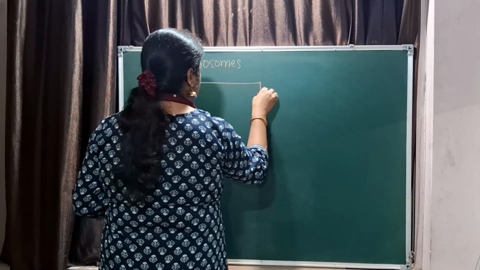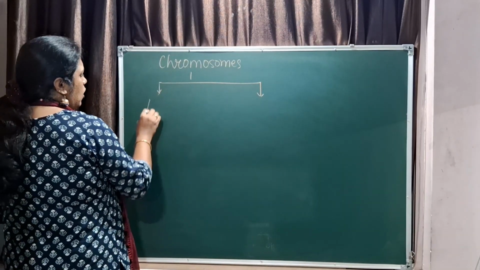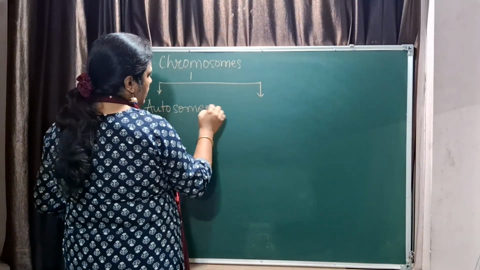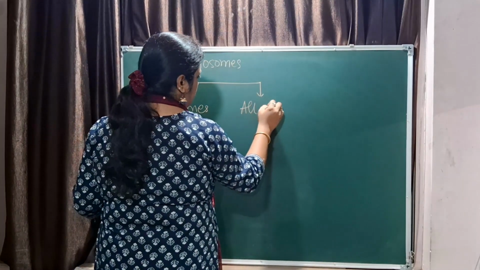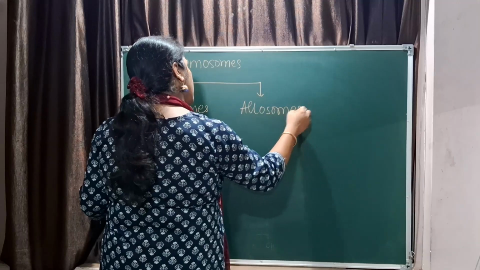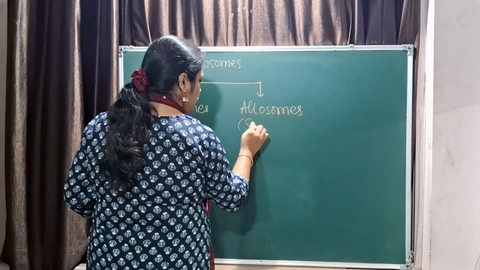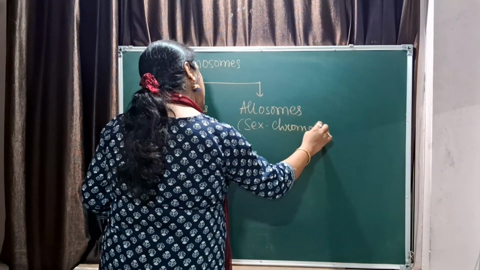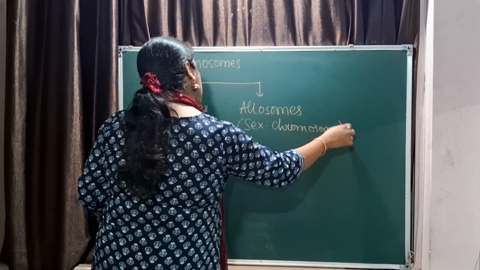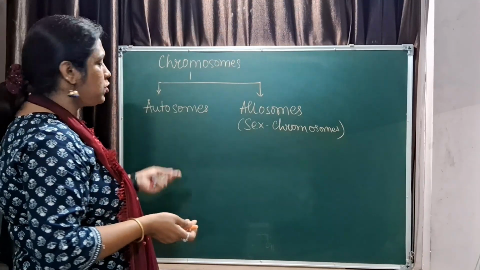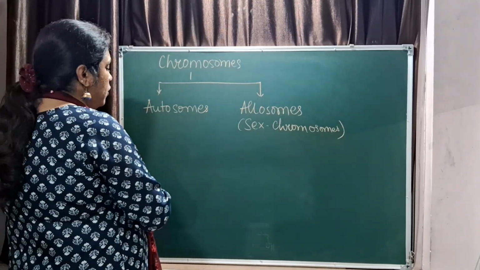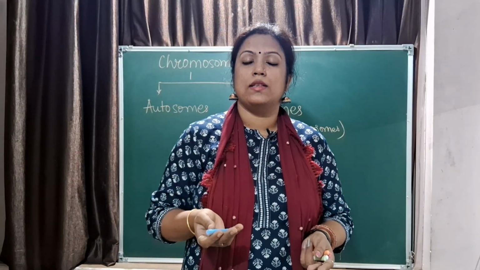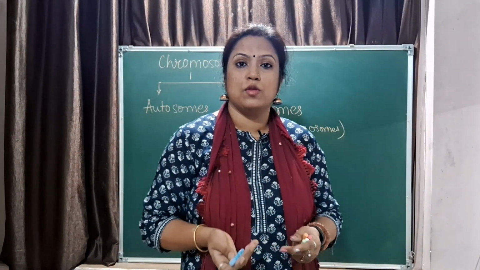What are those? Anyone? Autosomes and allosomes. Allosomes are the sex chromosomes which determine the gender, and the autosomes are the somatic chromosomes common to men and women. So when I say a male, what chromosomes does it have? And if I say female, then what type of chromosomes does she have?